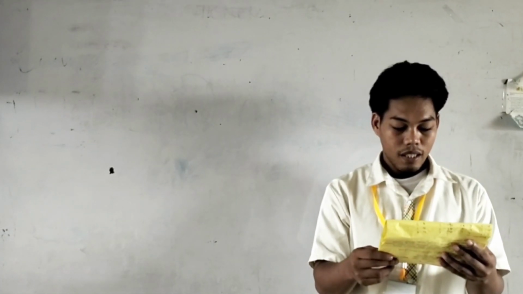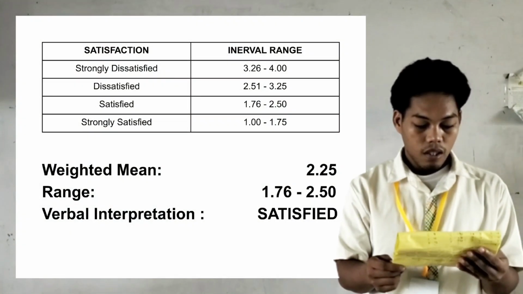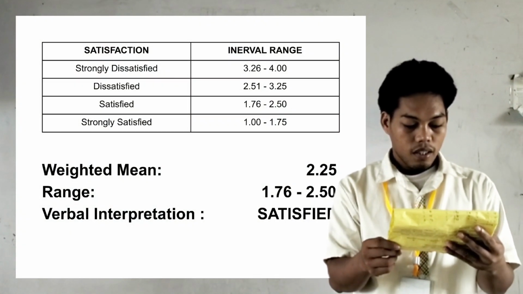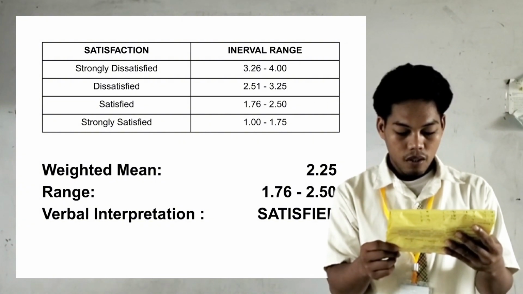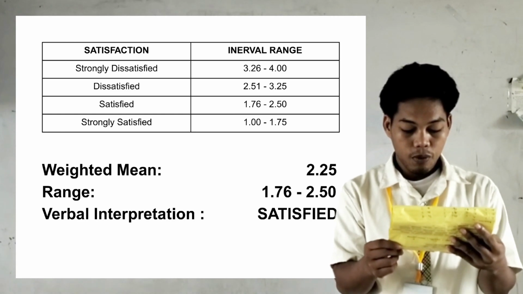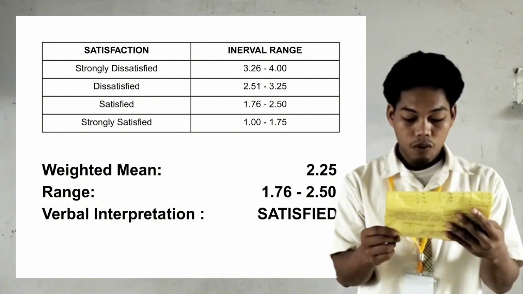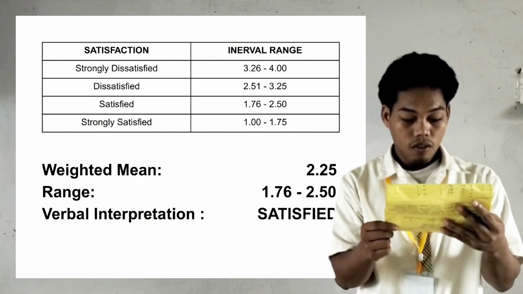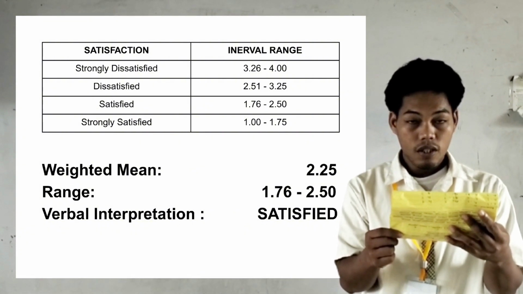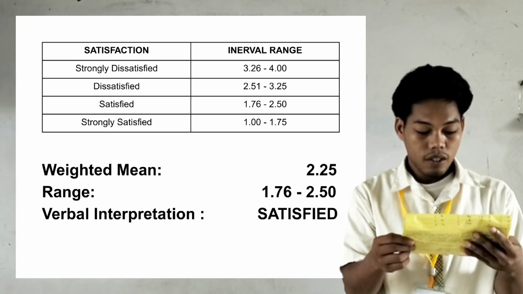In order to get the verbal interpretation of the weighted mean, we need to use the range, which is 0.75, and here's our calculation. Strongly satisfied is 1.0 to 1.75. Satisfied is 1.76 to 2.15, and dissatisfied is 2.51 to 3.25. Strongly dissatisfied is 3.86 to 4.0, and our weighted mean is 2.5, which is under the satisfied.